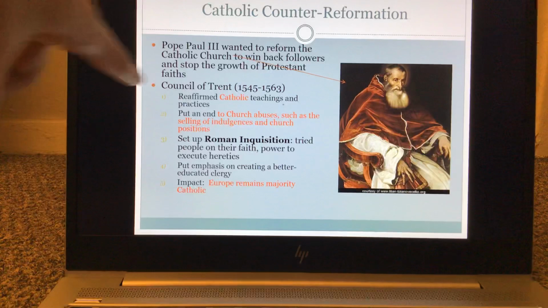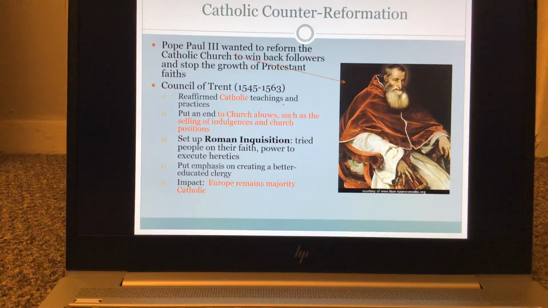So in the Council of Trent, basically he makes some of these changes. They end the selling of indulgences, right, which was a big gripe, especially for people like Martin Luther. They try to make it so that there's less corruption. They don't sell church positions anymore. That's a good thing, right? So trying to put an end to the abuses that the church was doing.